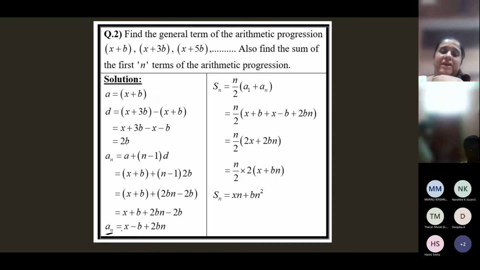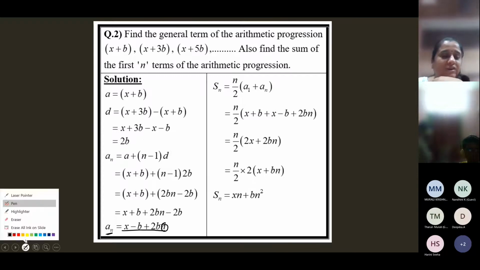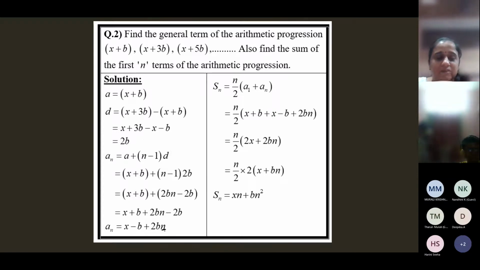We have found an. This is the expression for an. Our variable is n. You can see n only here. What is the power of n? 1. If the power is 1, it's linear. And it's an expression, not an equation. So for an, the answer will always be a linear expression in n. That means the power of n will be 1.